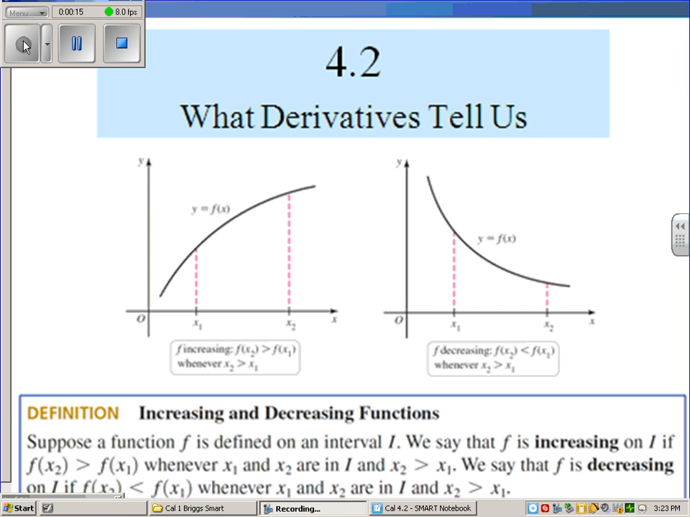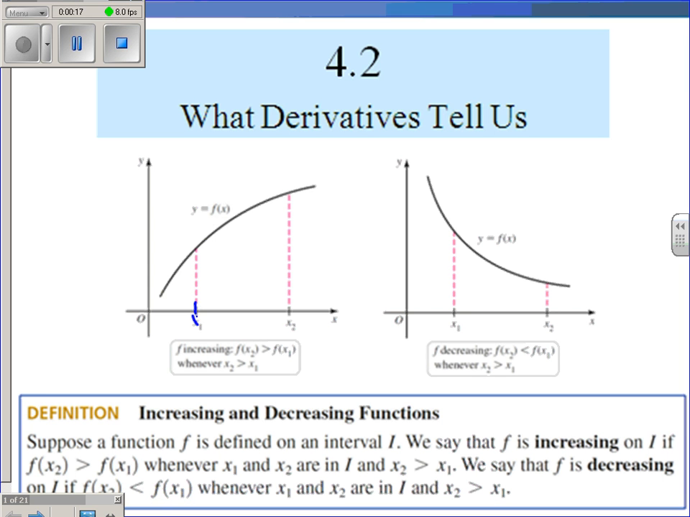If you have a function and you have that x1 is smaller than x2, if the y value for x1 is smaller than the y value for x2, so that would say that f of x1 is less than f of x2 when x1 is smaller than x2, that means that the function is going to be increasing.